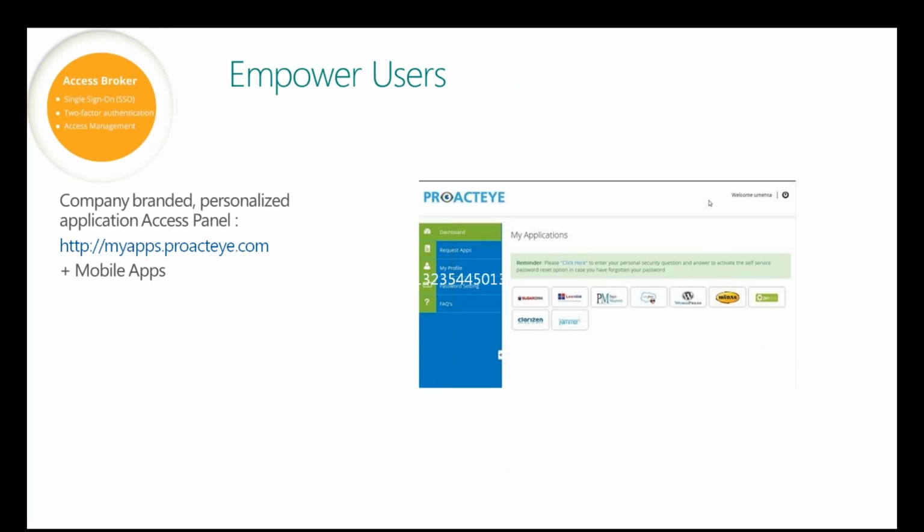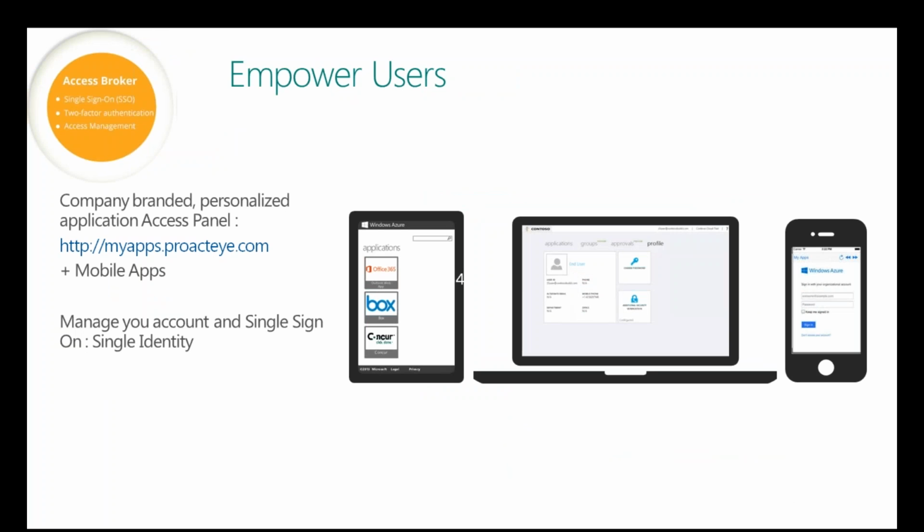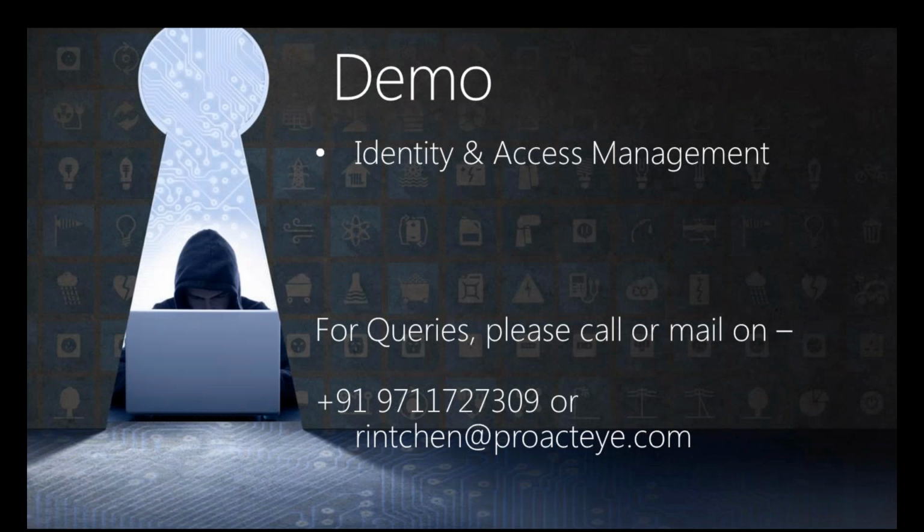The access broker empowers the users. It allows for single sign-on, two-factor authentication, and access management. So essentially what it does for the user is allow you to access your applications from multiple devices through a single identity and multiple applications. It also allows you to have a self-service password reset, and it gives you the option of having delegated group management for cloud users.